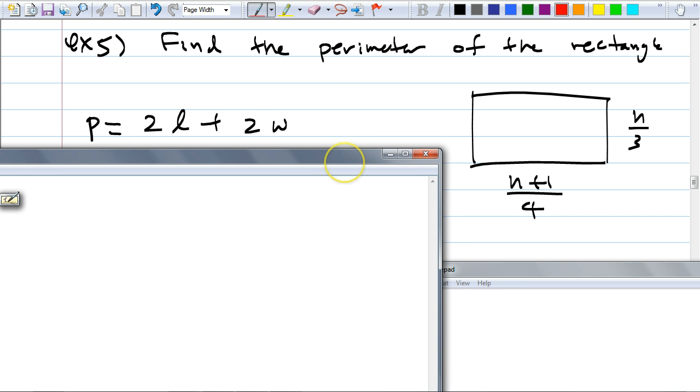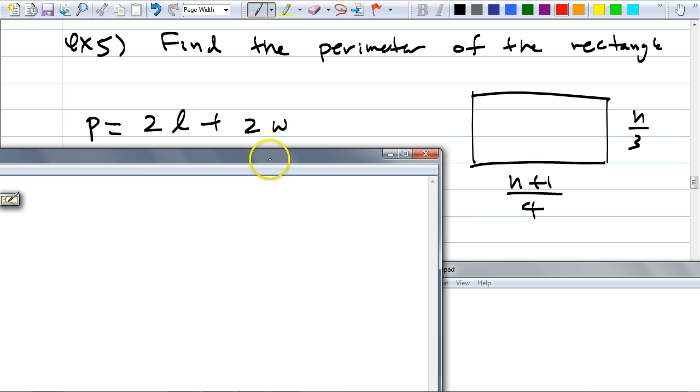Guess what a lot of people mess up on? Instead of 2l plus 2w, they just do l plus w. Would that give you a perimeter? No, it only gives you half of it. Please be careful. You have two of each, right? So let's plug it in. We don't know what p is, so 2 times what's my length?